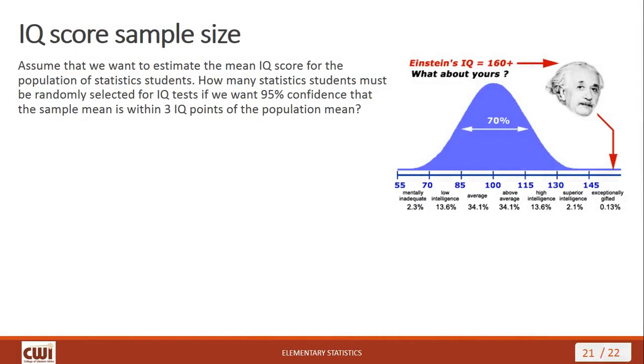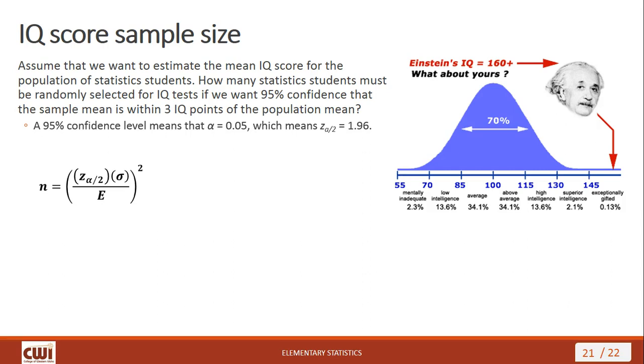Let's look at an example where this could be used. Assume we want to estimate the mean IQ score for the population of statistics students. How many statistics students must be randomly selected for IQ tests if we want 95% confidence that the sample mean is within 3 IQ points of the population mean? Well, first, we recognize that we want a 95% confidence level. That means alpha is going to be 5%, and that means that our critical value z-score is going to be 1.96.